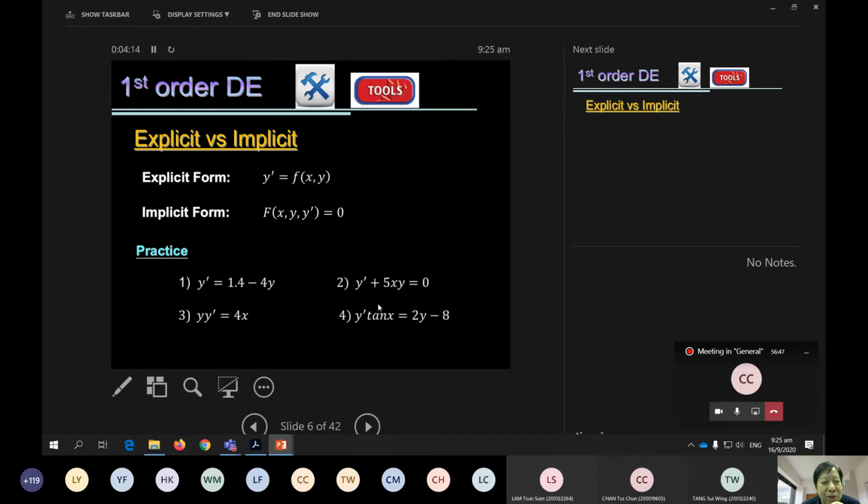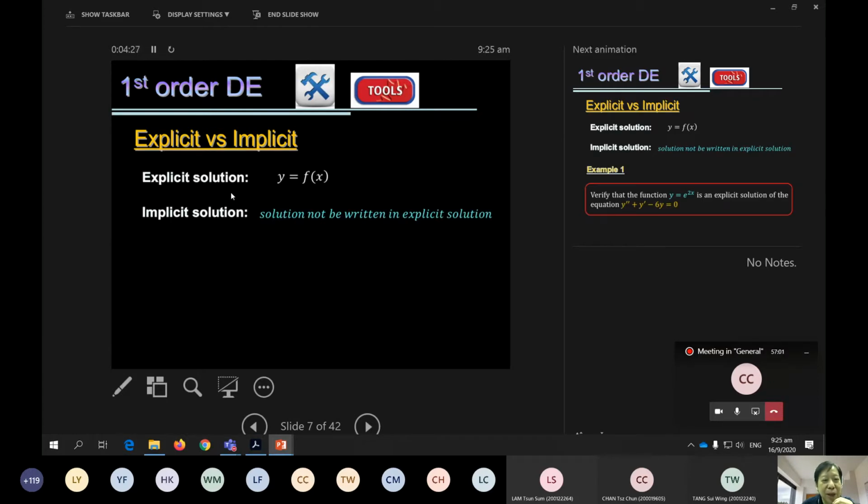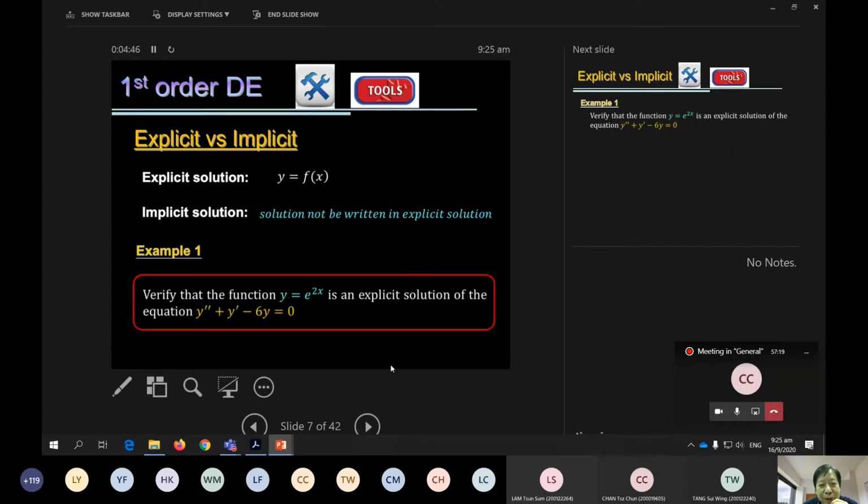Here are some examples. Just like y dash stands for dy over dx, with the equation on the right hand side where you have all the single variables. So for explicit and implicit functions, you can separate the solutions. The solution in implicit form will not be written in the explicit solution. For example, in this first case, we are asked to verify whether this function is the explicit solution of the equation. We have the ordinary differential equation as shown here in yellow, and the blue is the question asking how you are going to justify it as the explicit solution.